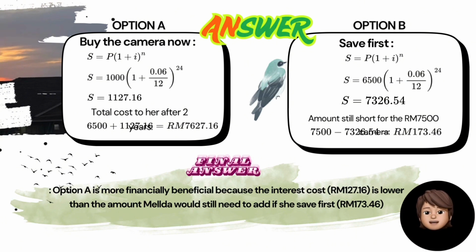Next, option B, save first. For option B, Melda saved 6,500 ringgit in an account with 6% interest compounded monthly, using the formula P bracket 1 plus i raised to the power of n. This gives 7,326 ringgit and 54 cents. Since the camera costs 7,500 ringgit, she is still short by 173 ringgit and 46 cents. Option A is more financially beneficial because the interest cost is lower than the amount Melda would still need to add if she saves first.